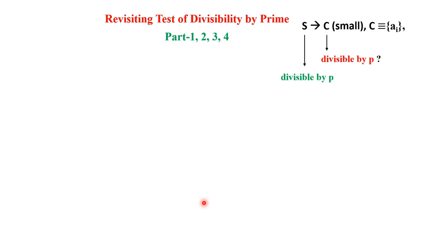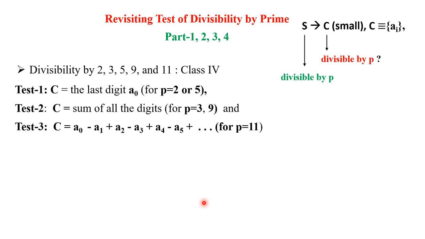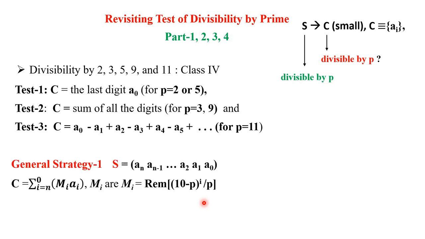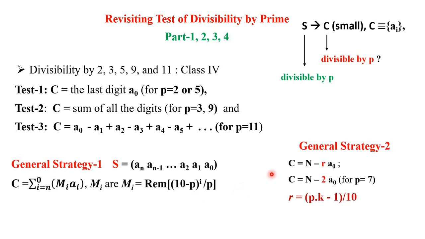So taking together parts 1, 2, 3, 4, let us quickly see what we have done. We have seen the class 4 level divisibility tests by primes 2, 3, 5 and 11 and non-prime 9 by using tests 1, 2, 3, and then we have prescribed a general strategy which leads to all these 3 tests by taking C like this, with the multipliers given as 10 to the power i by P, and its remainder. And we have presented also a general strategy 2, where we have taken an R and by some prescription KP minus 1 by 10. Okay.